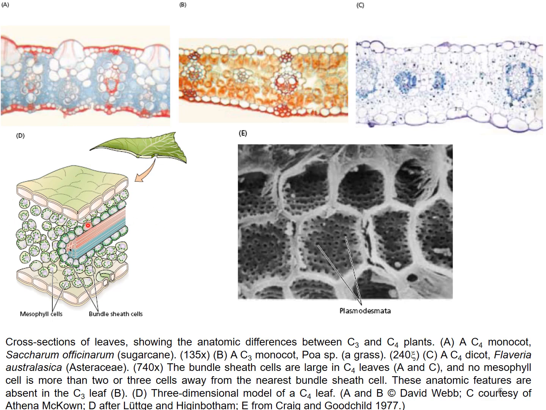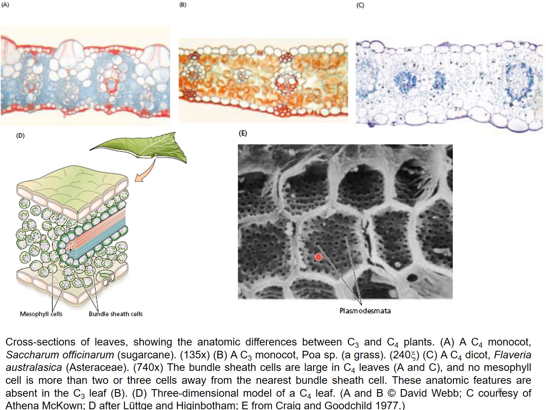In case of diagram D, it's a schematic diagram representing a 3-dimensional model of a C4 leaf, showing the presence of chloroplast in the bundle sheath cells, which is not present in case of C3 plants, and also the absence of differentiation of the mesophyll tissue into palisade layer and spongy parenchyma. So these two features make C4 plants different in anatomy as compared to a C3 plant.